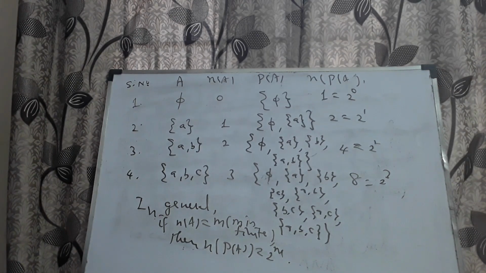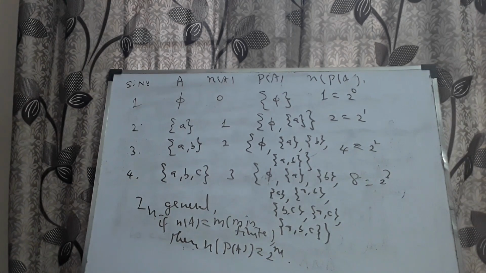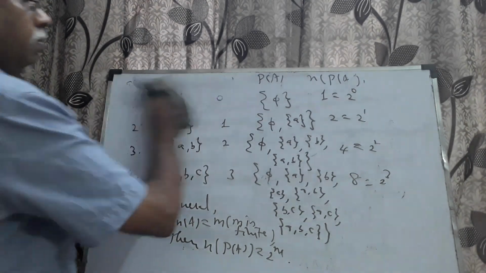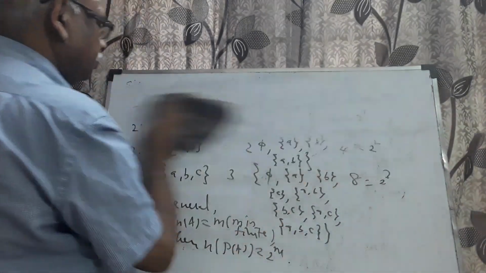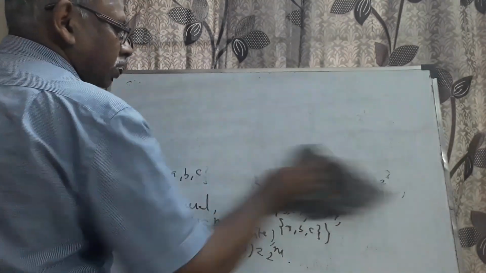Okay, what is given? Find the cardinal number, cardinality, cardinal number, everything is the same. Okay, find the cardinal number. That is the first sum in exercise 1.2. Exercise 1.2, what is the first sum? Let us see.